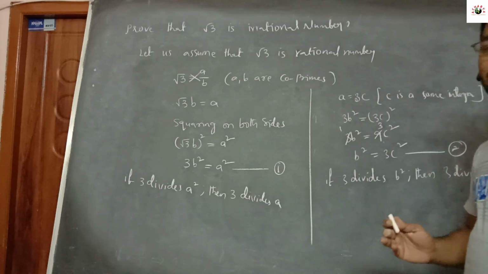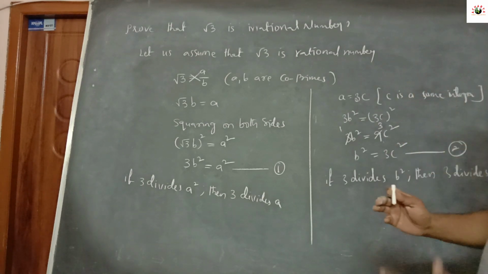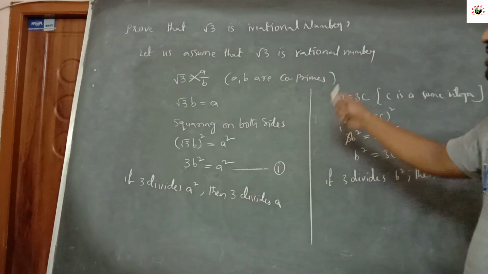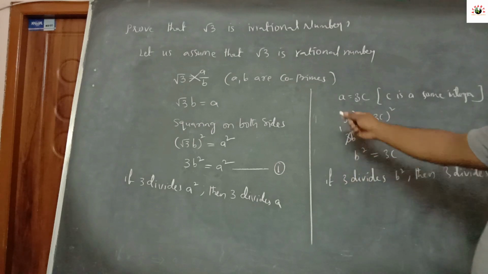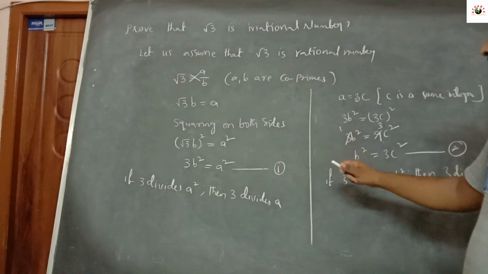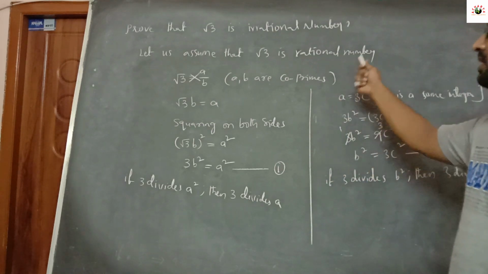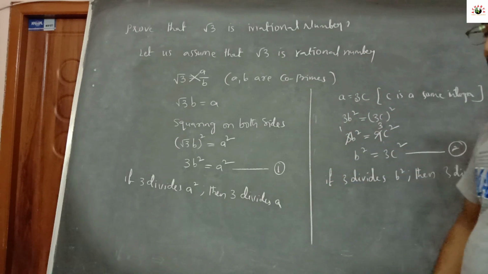So our assumption is wrong. So finally we conclude that root 3 is an irrational number. Since a, b are integers, our assumption is incorrect. Then root 3 is an irrational number.